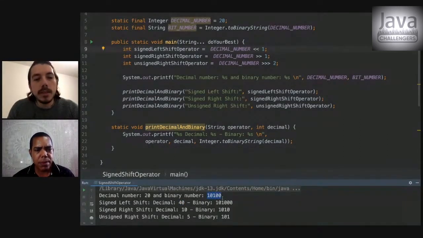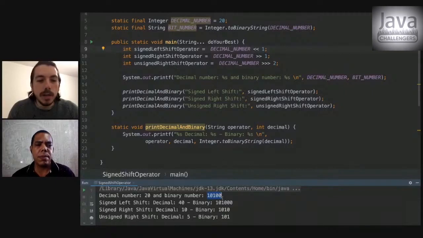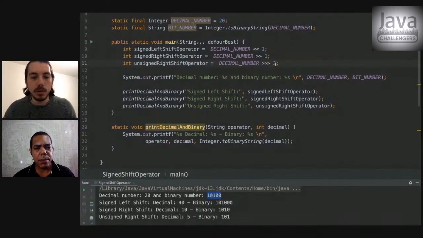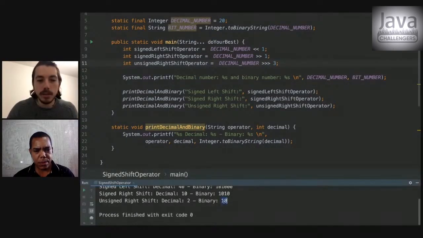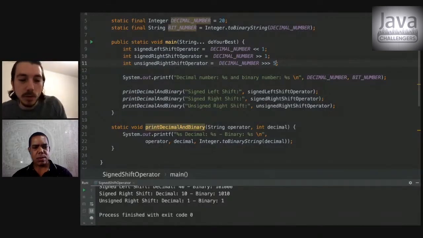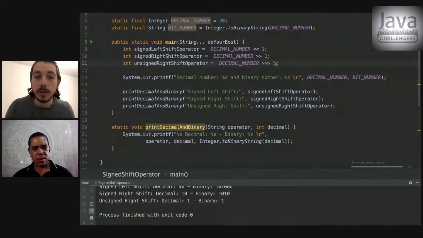So if we try to go to the right more times than the numbers we have here, we'll have 0, because there won't be any numbers left. I can show you. If we put 3, let's print and see what's gonna happen. You see, we have 10. If we put 4, we'll have 1. If we put 5, there won't be any space to shift, so it will be 0, the final result.